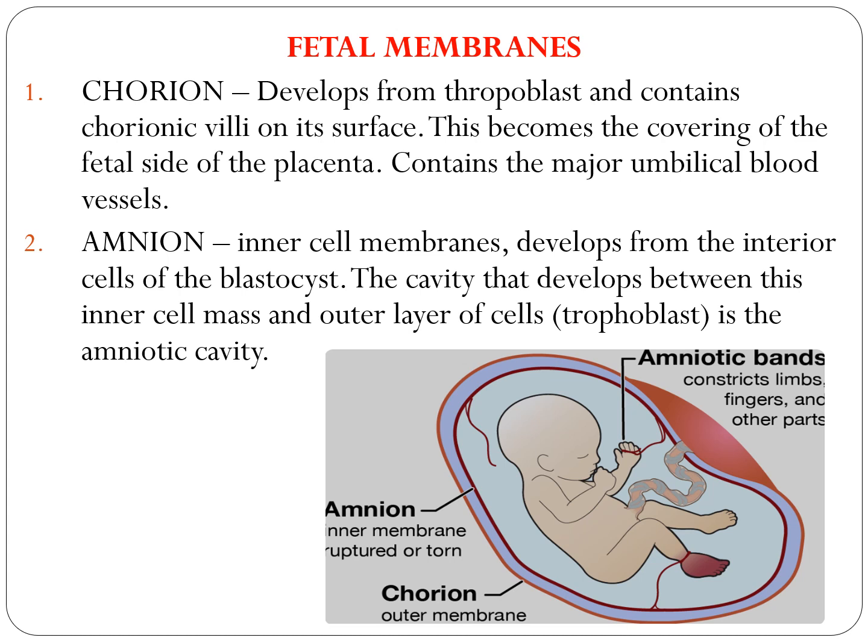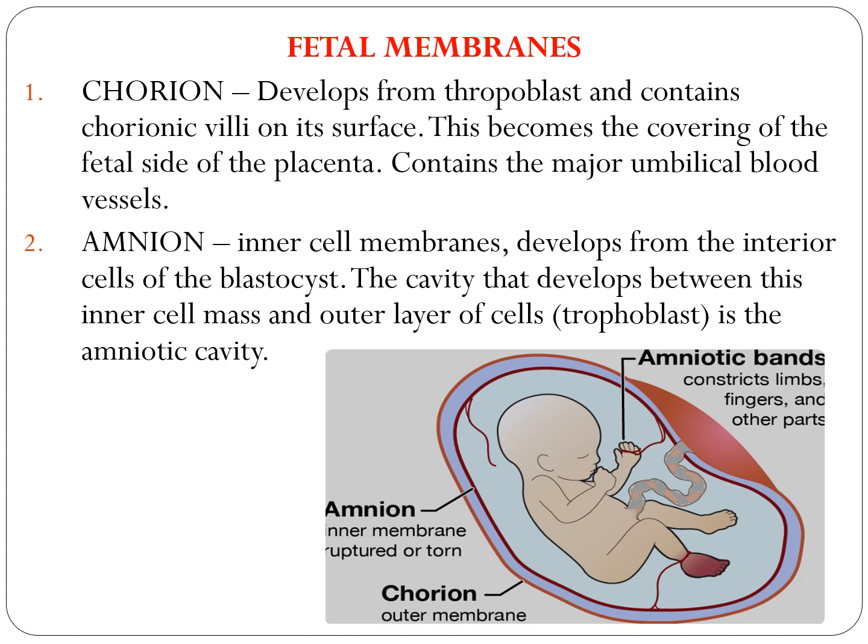So with the fetal membranes, you have your chorion and amnion. Chorion develops from the trophoblast and contains the chorionic villi on its surface. So remember, the chorion is important because the chorionic villi are there. This becomes the covering of the fetal side of the placenta, and contains major umbilical cord vessels.